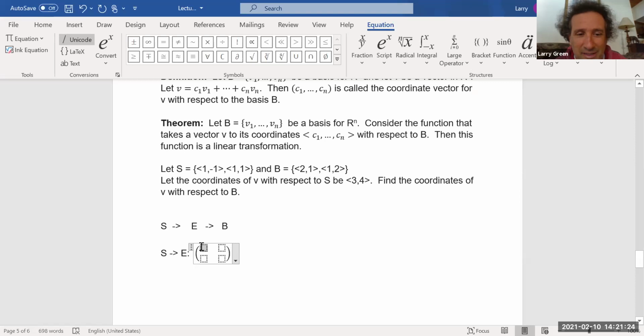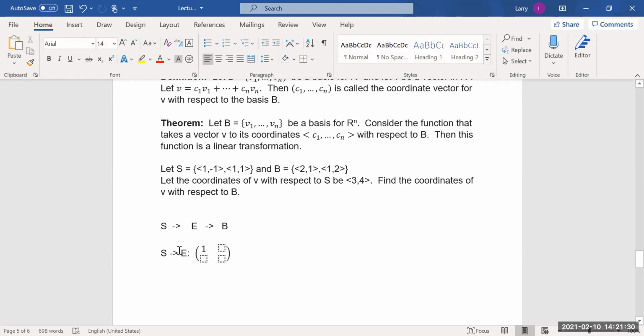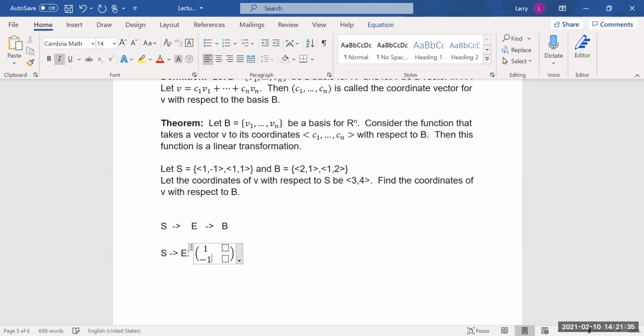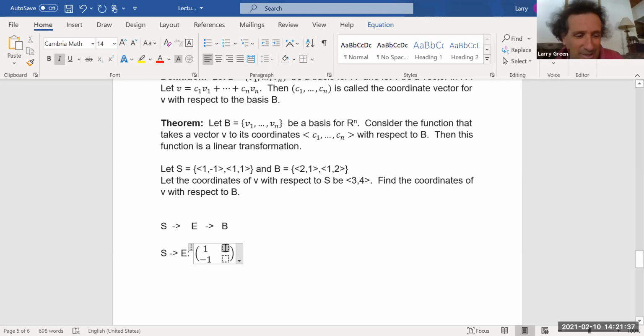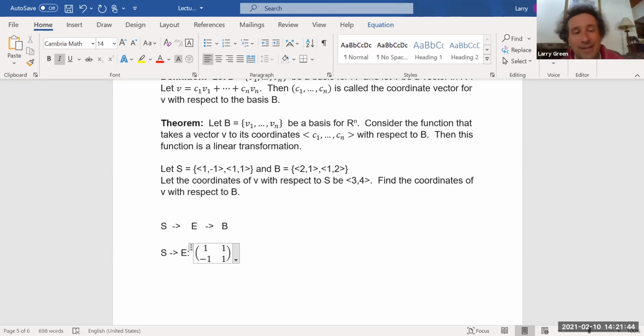What is that matrix? 1, -1, -1. Are you reading rows or columns? I was reading it as columns. Yeah. And then 1, 1. And we've already talked about that. If you want to get back to the regular elementary basis, that's how you do it. Any questions on that idea? Is that clear?